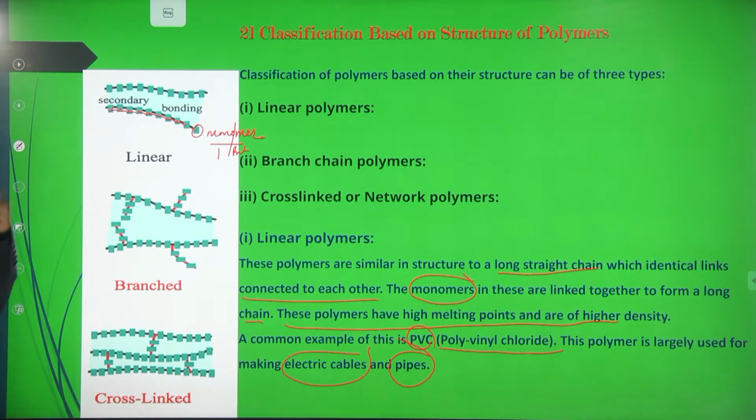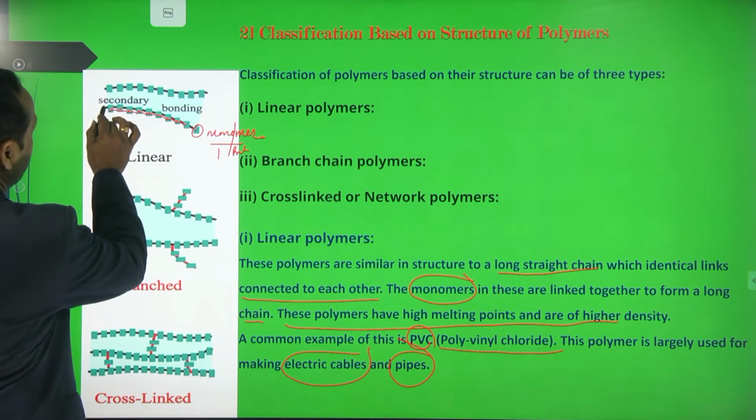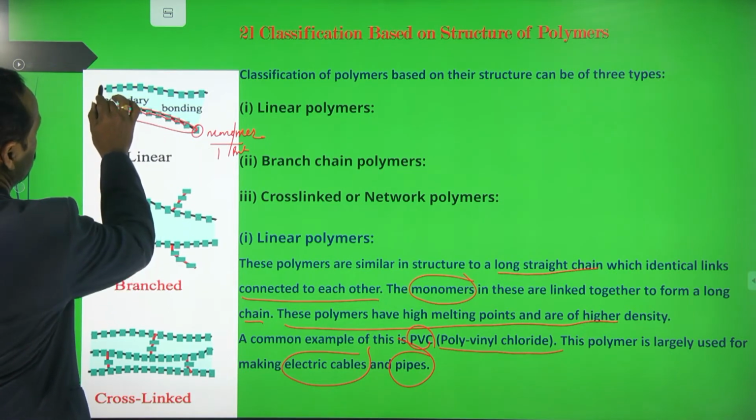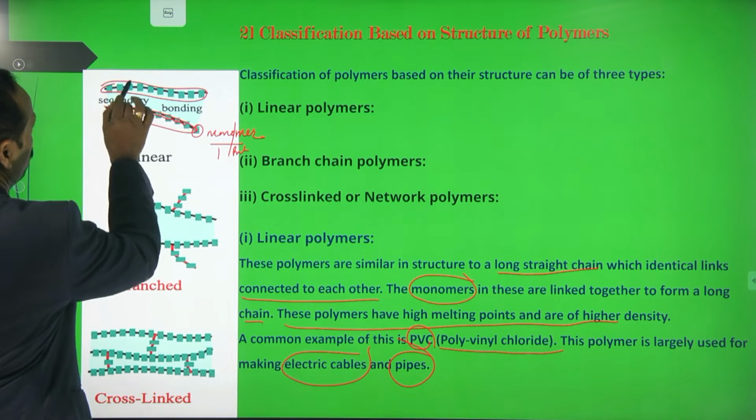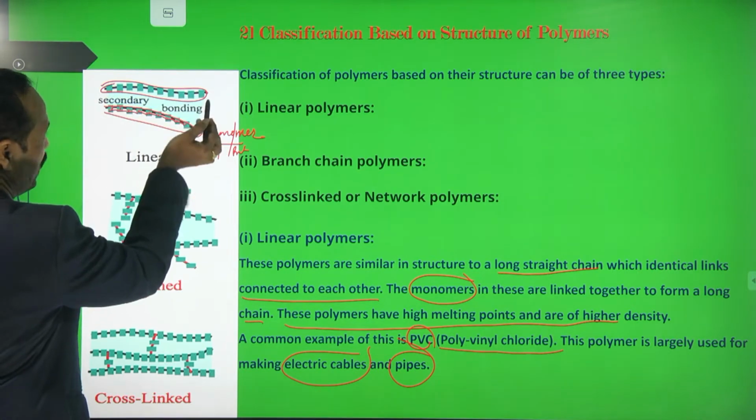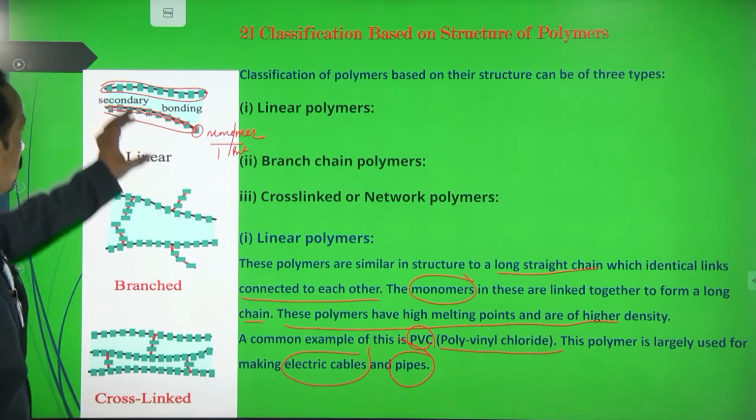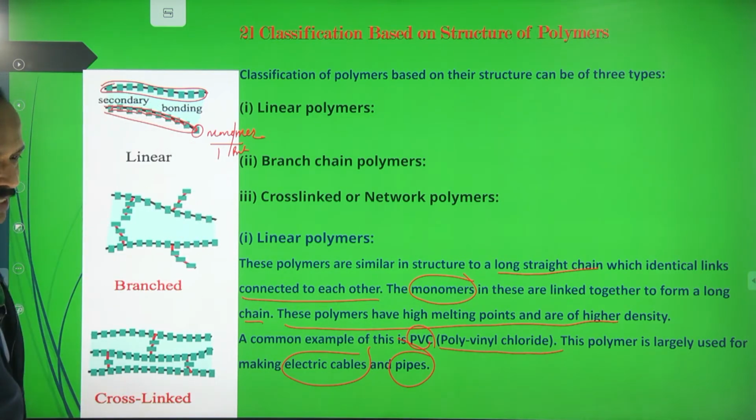Right. So that is about the linear. Linear means what? Straight. So see like this, straight. Okay. So here also you see this is straight. There are no links, no branches, just straight. So this is called a linear polymer.